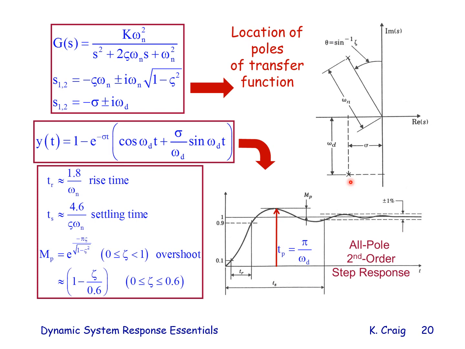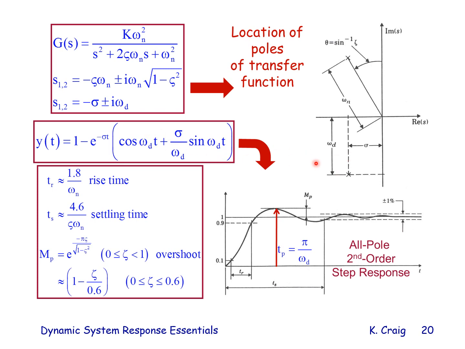I can also locate them using rectangular coordinates because the roots of this equation can be written as minus sigma plus or minus j omega d. And the x coordinate is sigma, and the y coordinate is omega d.